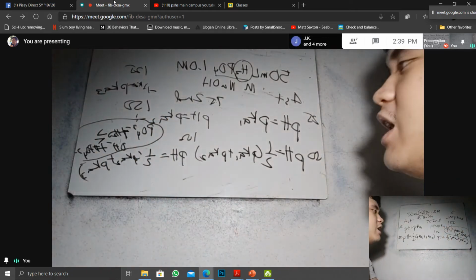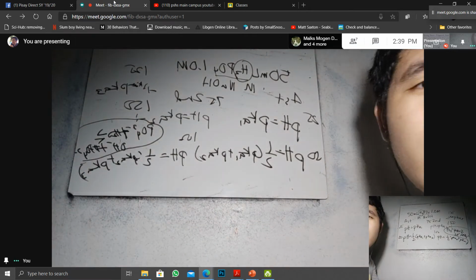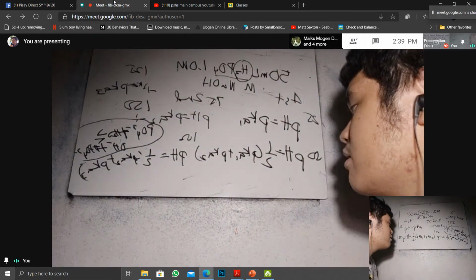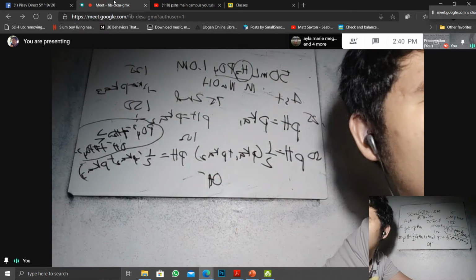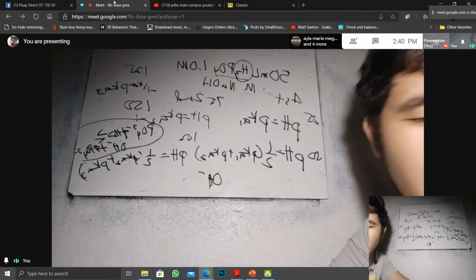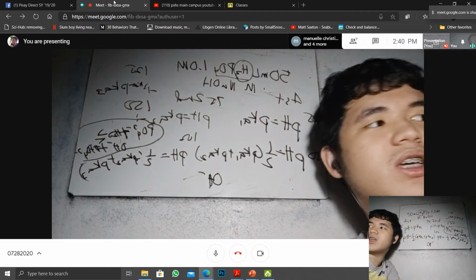And after the equivalence point, yun na. Depends on excess OH ulit. No? Okay? Yun lang. That's my short discussion. Yung pinaka-solution nito is in the files I'm going to send you.